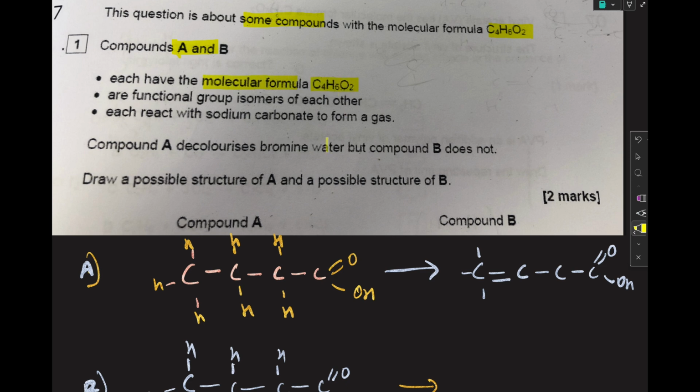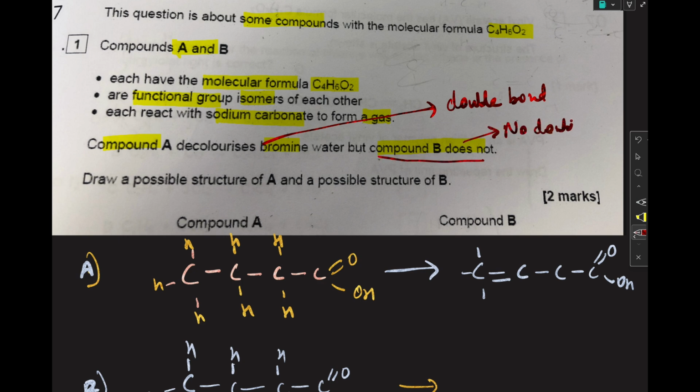Each compound A and B has the same molecular formula, they are functional group isomers of each other, and they react with sodium carbonate to form a gas. Compound A decolorizes bromine water, but compound B does not. So instantly, what you should think is that if it is decolorizing bromine water, meaning, as we learned in our GCSE as well, there is a double bond in the structure. But B does not, so no double bond.